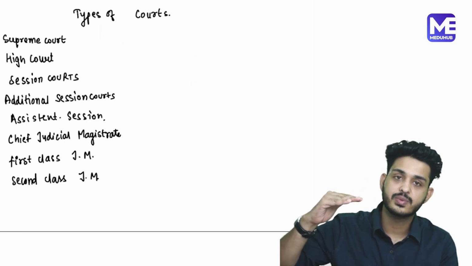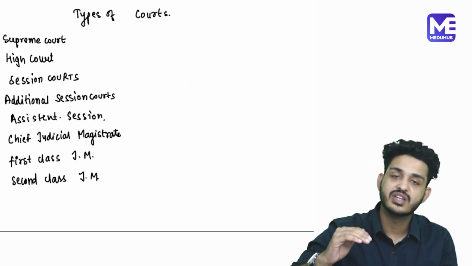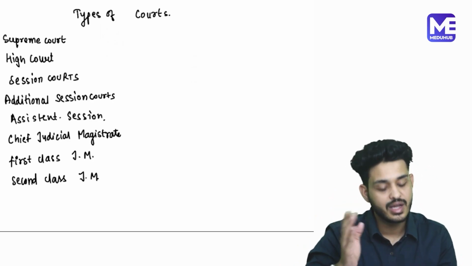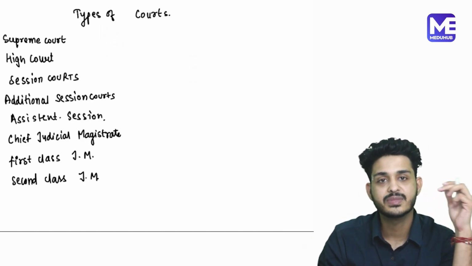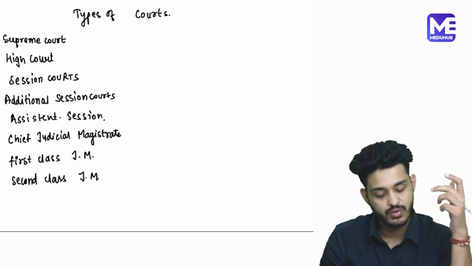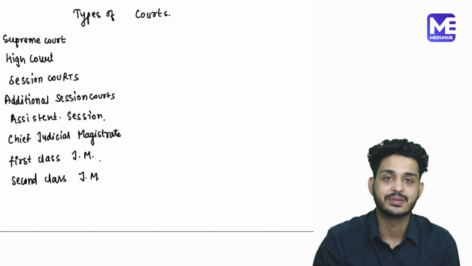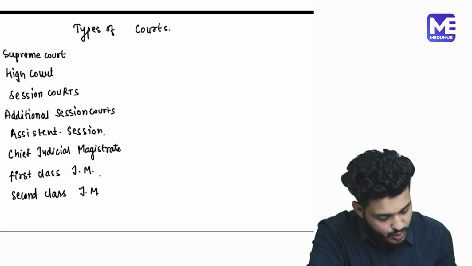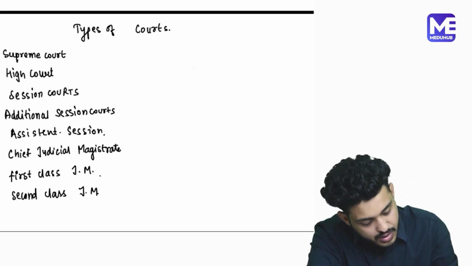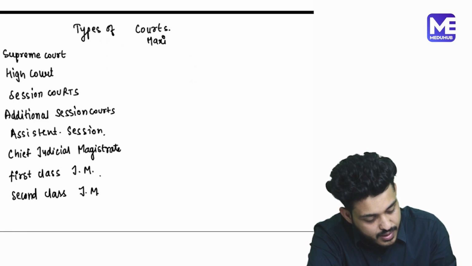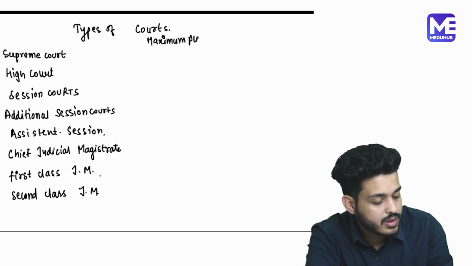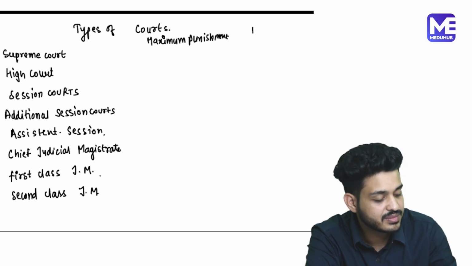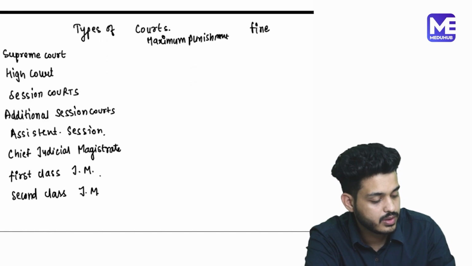First one is your Supreme Court, followed by High Court, followed by Session Court, followed by additional session court, followed by assistant session court, and then there will be CJM, that is your chief judicial magistrate, followed by first class JM and second class JM. Now let's remember how you will remember, guys. What is the maximum punishment that can be given? Or what is the maximum fine? You have to remember this.